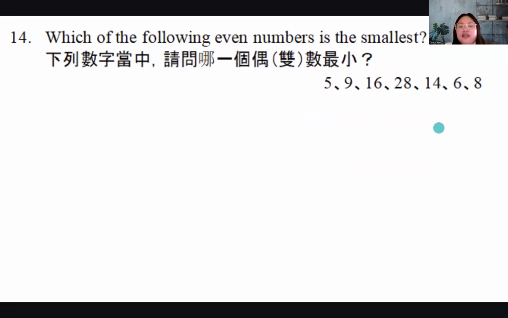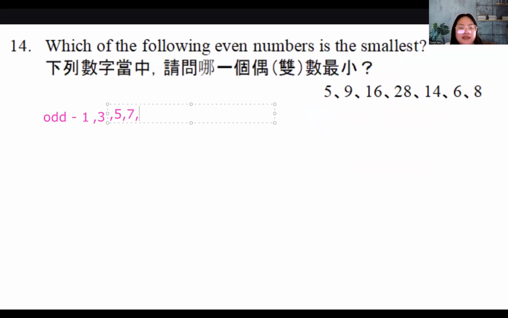Which of the following even numbers is the smallest? So first of all, again, what is odd or even? Odd ends with 1, 3, 5, 7, and 9. Those are odd numbers. Even numbers, these are numbers that end in 0, 2, 4, 6, and 8.